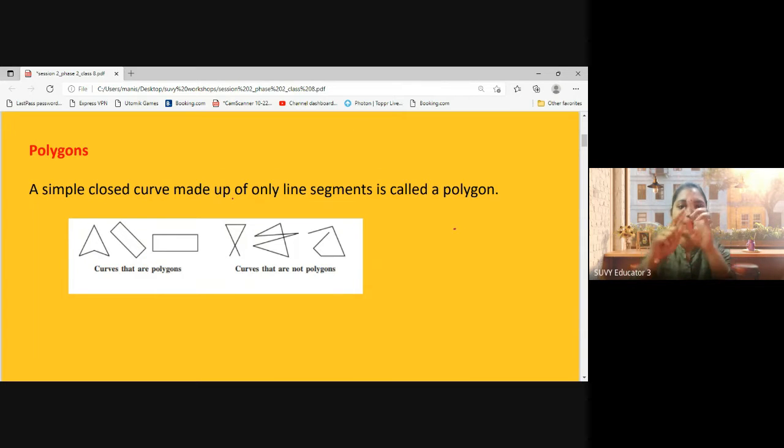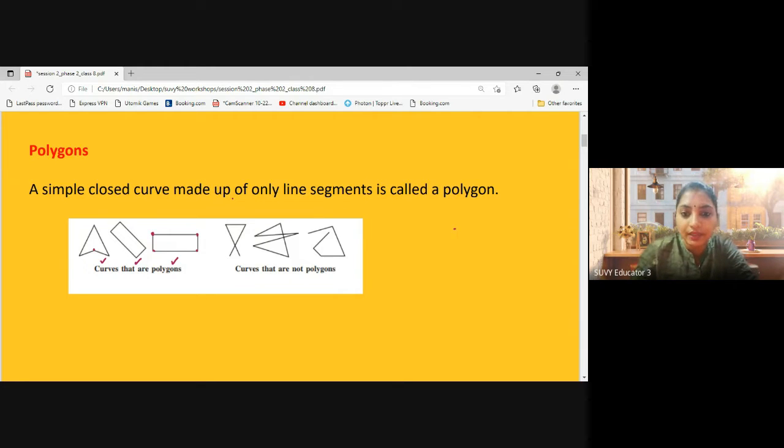It means a simple closed curve, a curve which is closed. It's not open, meaning two endpoints are meeting at some point, and it is made up of only line segments. Some line segments you are joining and making a closed figure, a closed curve, is called a polygon. Some figures are given over here. See, these endpoints are meeting, so this is called a polygon. It's also a polygon, and all endpoints are meeting here too, so it's also a polygon.